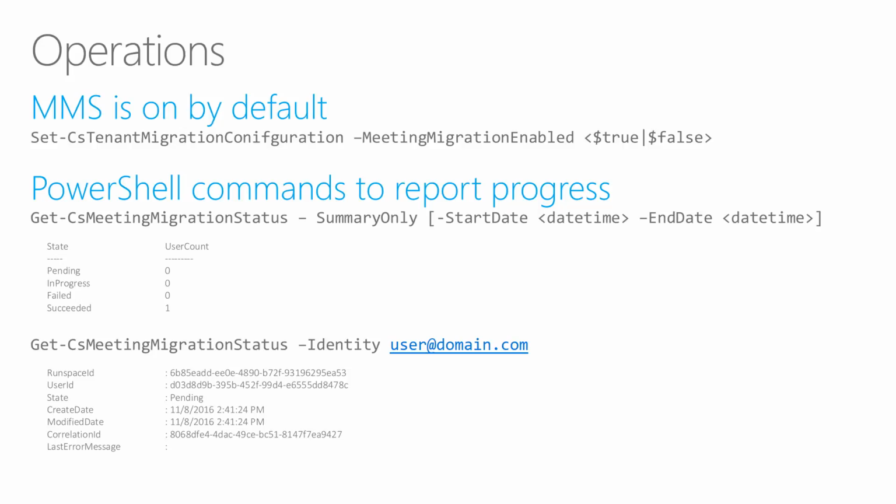So, what can you do to operate or troubleshoot on this? First of all, it's an online service. There's not much for you to be able to operate on-prem, but we do have some reporting capabilities in there. First of all, as I mentioned earlier, MMS is on by default. When this rolls out in December of 2016, it will be on for the tenant as it gets enabled.